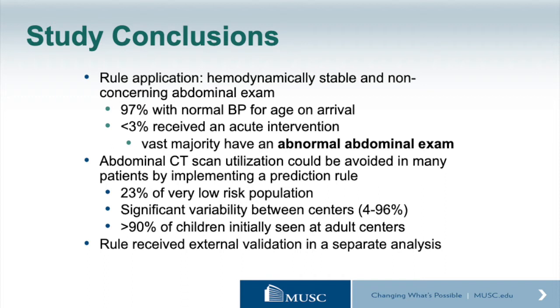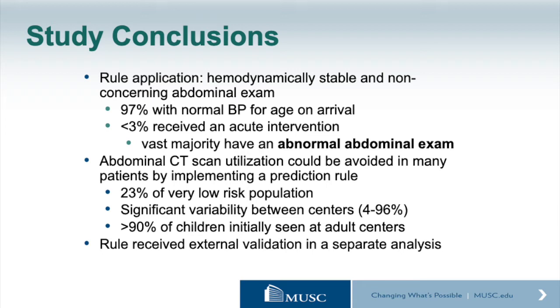Our study conclusions were as follows. The prediction rule was most helpful in patients that were hemodynamically stable with a non-concerning abdominal exam. These are patients where there's likely time to get an abdominal CT, and less than 3% received an acute intervention. Most importantly, the vast majority of patients that did undergo operation, transfusion, or angio had an abnormal abdominal physical examination. Finally, abdominal CT scan utilization could be avoided in many patients by implementing the prediction rule.